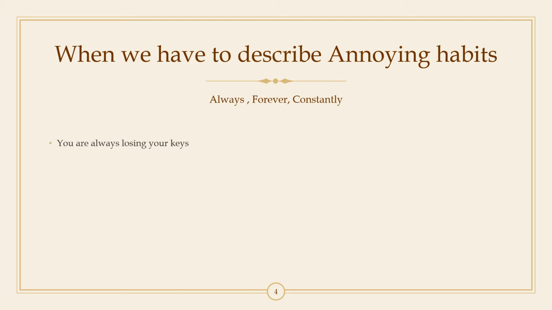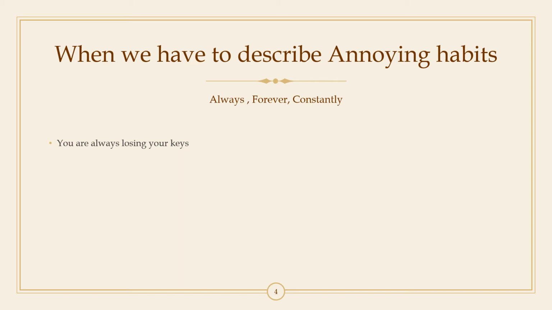Let us look at the first example, right? So you would want to describe in a sentence an annoying habit your friend has. So what is the annoying habit your friend has? You are always losing your keys. Now look at that. You could simply say you are losing your keys, right? But that would still be a meaningful sentence. But then, like I told you, we are looking at the approach here. We are not looking at just the grammatical side of it. We are looking at the approach here.